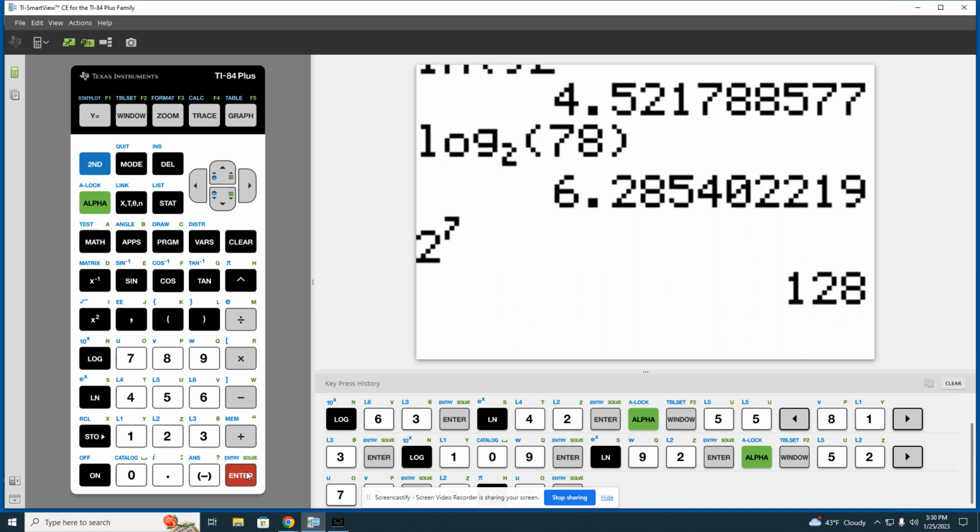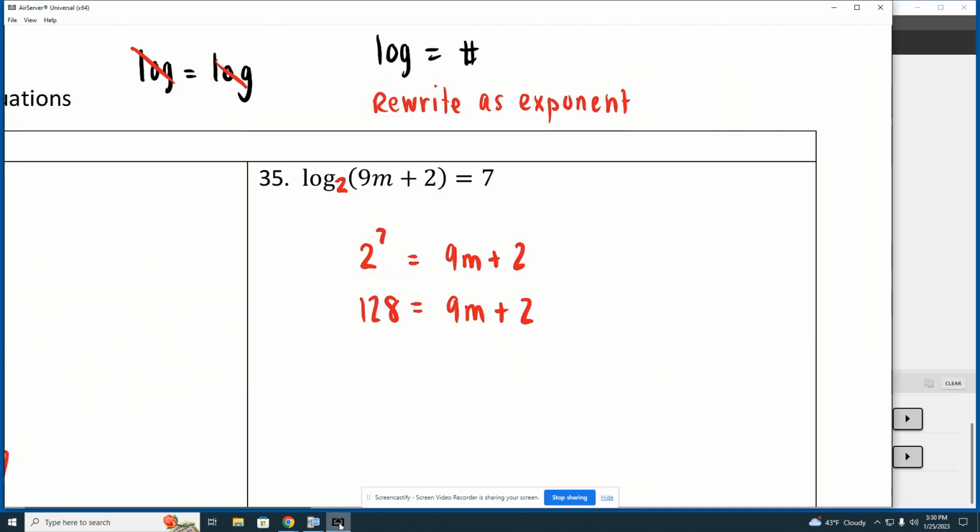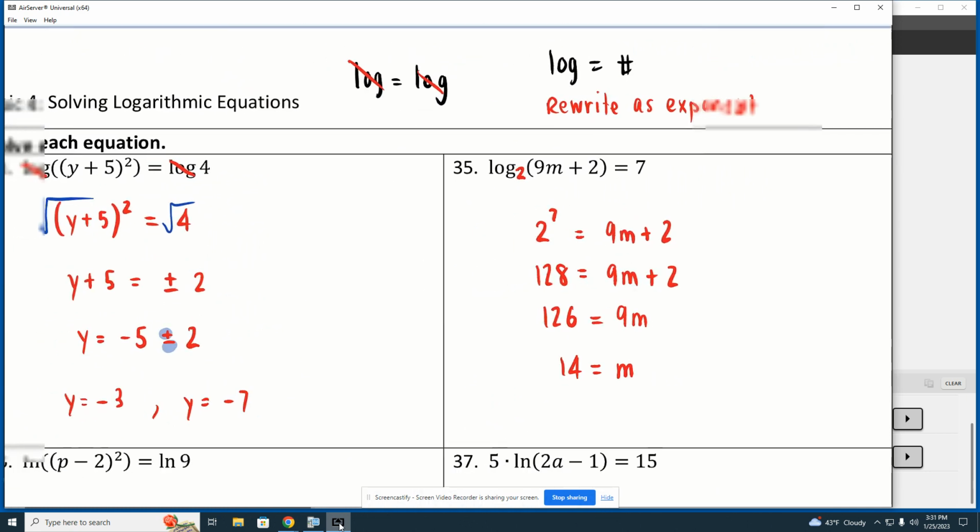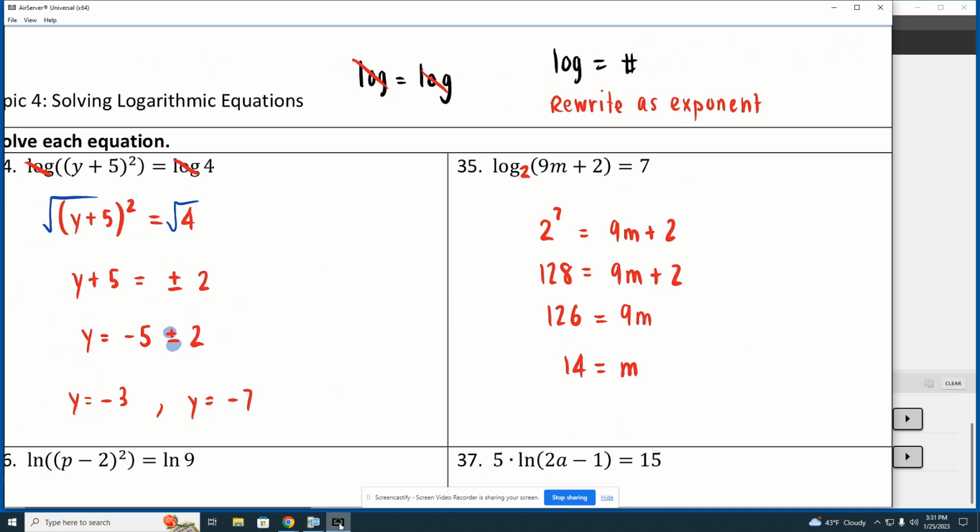Now solving from here, you're going to subtract, let me go back, sorry. You're going to subtract 2, so that's 126 equals 9m. And then you're going to divide by 9, and m equals 14. Okay? So real simple, okay? Whether it's log equals log or log equals a number, we can do it.